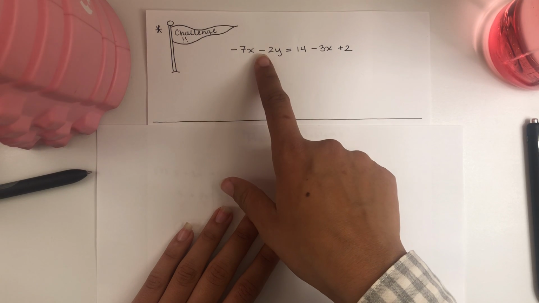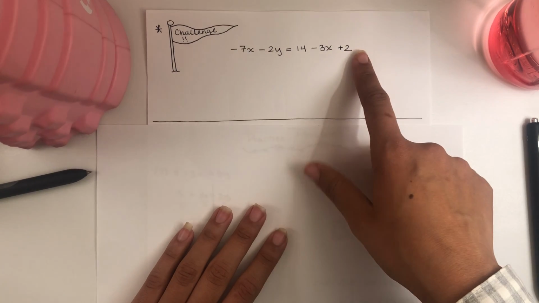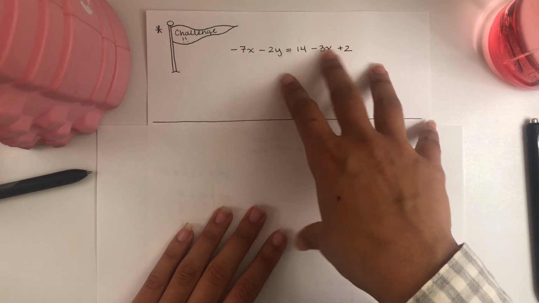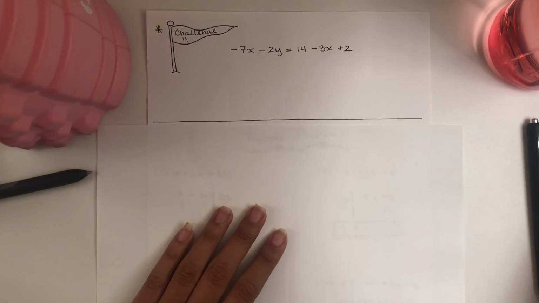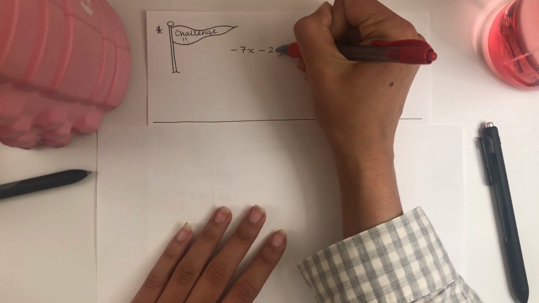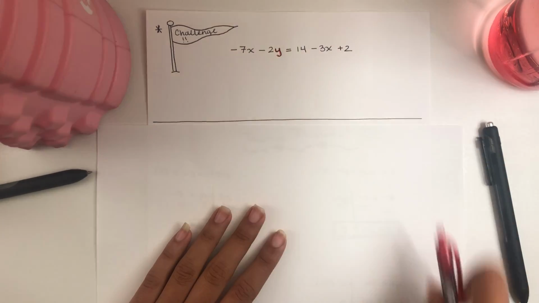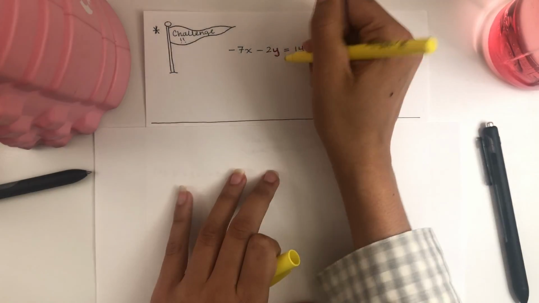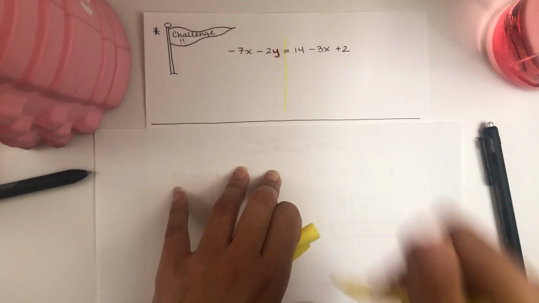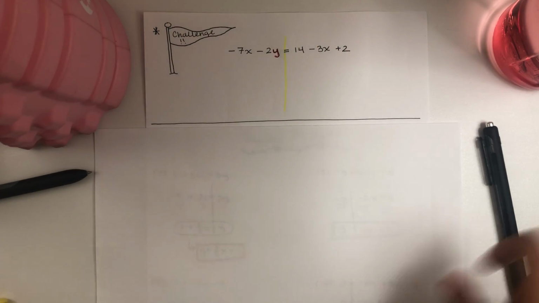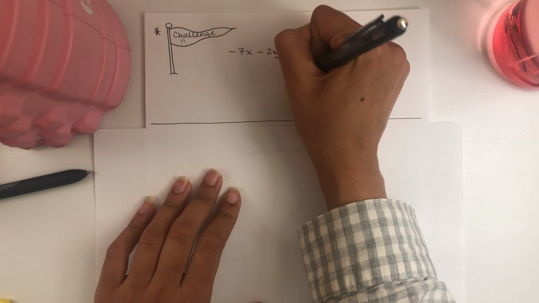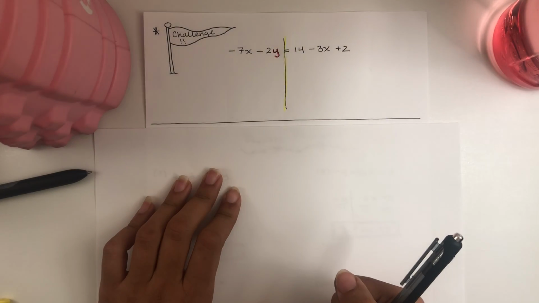Negative 7x minus 2y equals 14 minus 3x plus 2. The purpose of this lesson is to get y by itself. There is only one y, and the y is right here, which I will outline in red. So I'm going to draw my line down the middle. I used a yellow highlighter, which of course you can't see. Sorry. All right, that should be a little bit better.